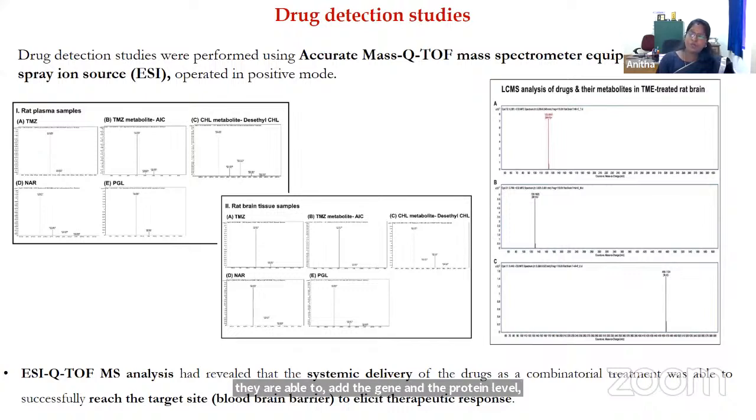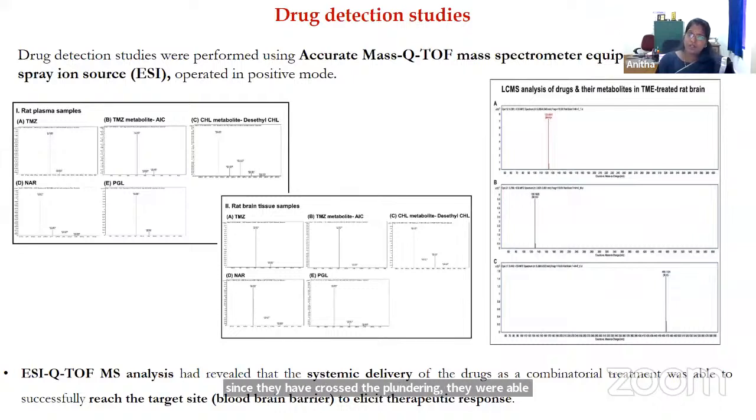So now we wanted to really check whether the drugs have actually crossed the blood-brain barrier, or how much they actually cross the blood-brain barrier. So we performed this ESI-QTOF-MS analysis, where we found that the systemic delivery of the drugs as a combinatorial treatment was actually able to reach the target site, that is the blood-brain barrier. And since they have crossed the blood-brain barrier, they were able to elicit the therapeutic responses.